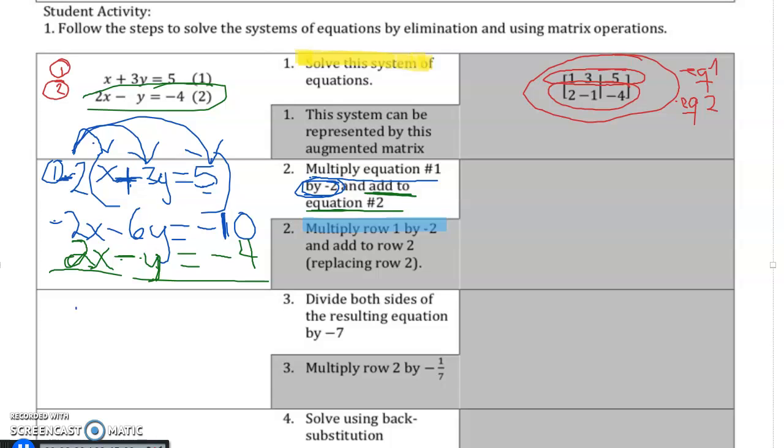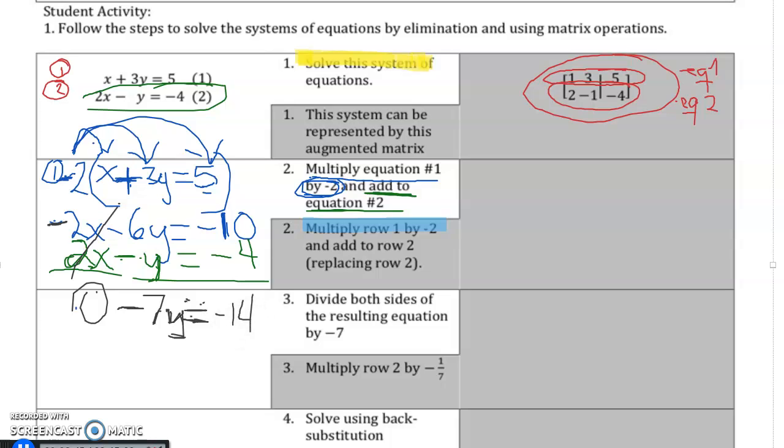If you notice, we are using the method of addition so that we could eliminate one of the variables. By doing that, negative 2x plus 2x will cancel out, which gives me a 0. Then negative 6y minus y will give me negative 7y, and that will be equal to negative 14.